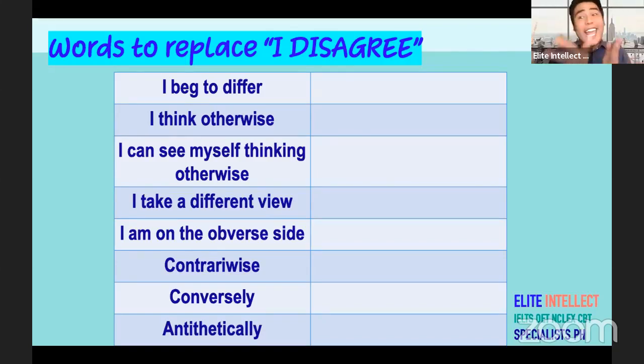However, guys, antithetical or antithetically should only be used in writing, not with speaking, okay? Because antithetically is way too formal for speaking. Sometimes your examiners do not appreciate it when you are too formal for speaking because you are no longer conversational. Again, like last week, what have I taught you about the technique? You have to be conversational, okay? So you can use I beg to differ, I think otherwise, I take a different view, contrariwise and conversely for speaking, but all the rest, you only use them for writing, okay?